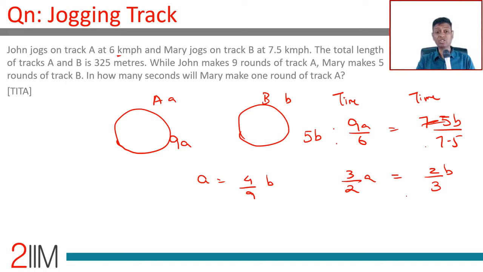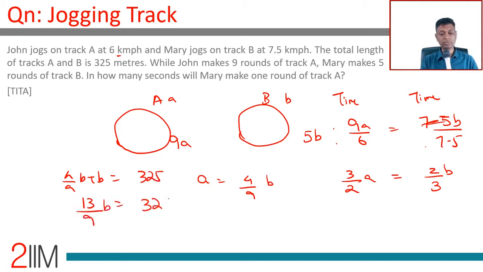The total length is 325 meters. A is 4 by 9 of B. 4 by 9 B plus B is 325, or 13 by 9 B is 325 meters. B is 325 into 9 by 13. This should be a multiple of 13. This is 25. B is 25 into 9, which is 225 meters.